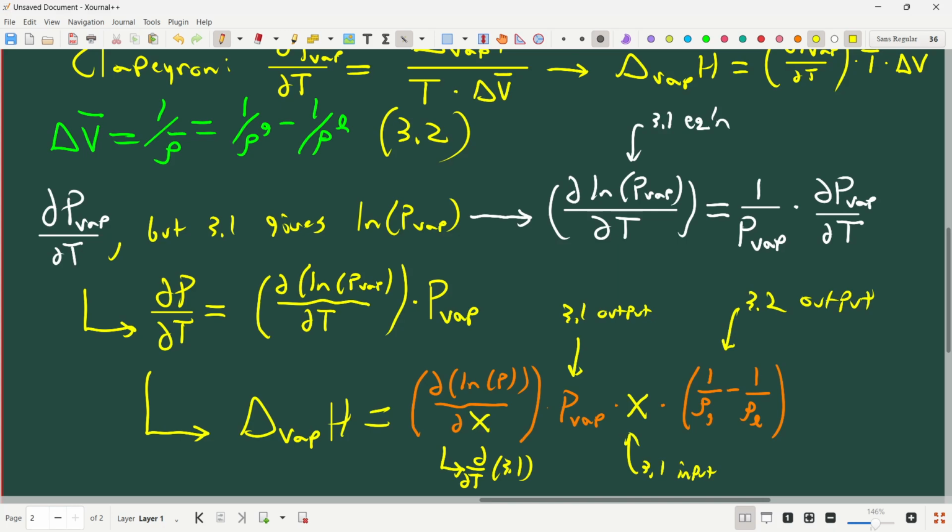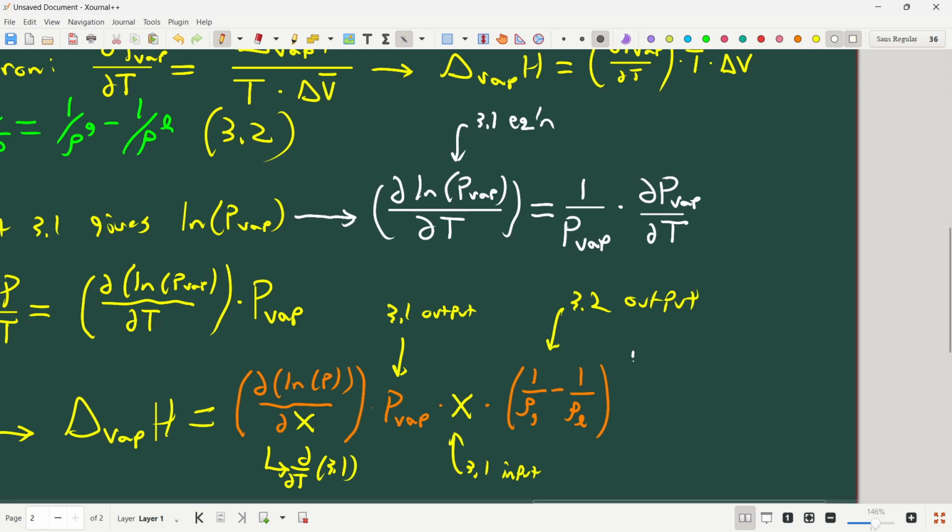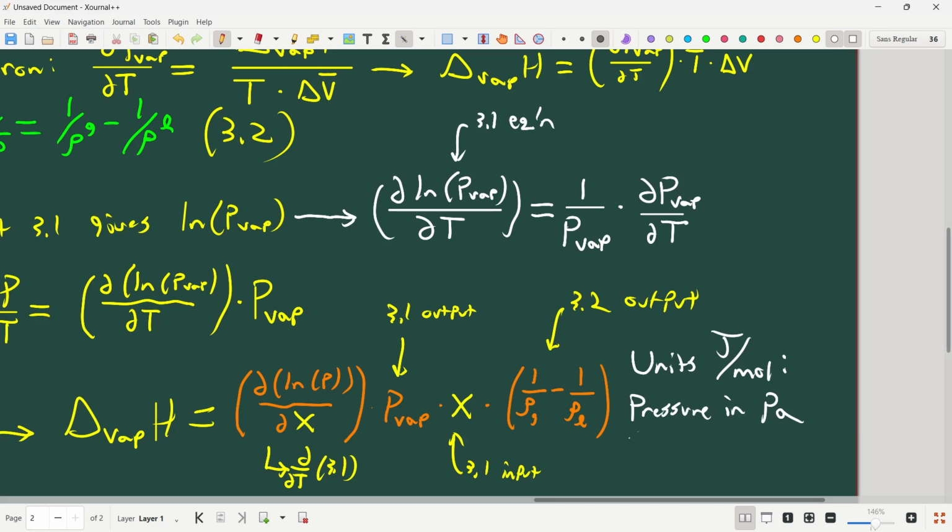The one note that I want you to make is that we want the units to be joules per mole, and that means that pressure has to be in pascals. And what am I missing? Temperature in Kelvin. Oh, and volumes in cubic meters.